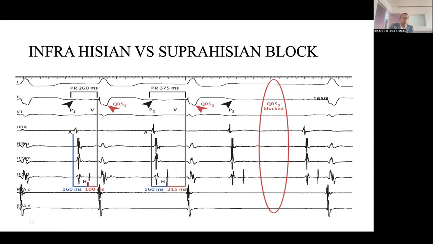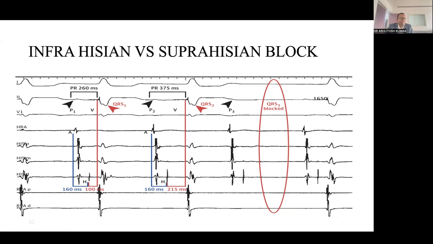So what we have to see is that when we are seeing the His lead, you are having A, H, and V. So in this, A, H, and after that V is coming and HV is getting prolonged. Here A, H, and there is no V. No V. QRS is gone. Means there is a block. That is clear. Now the second question comes whether it is infrahisian or suprahisian.